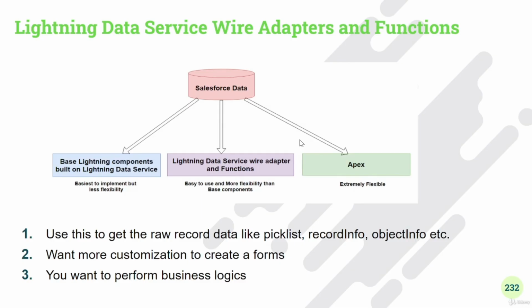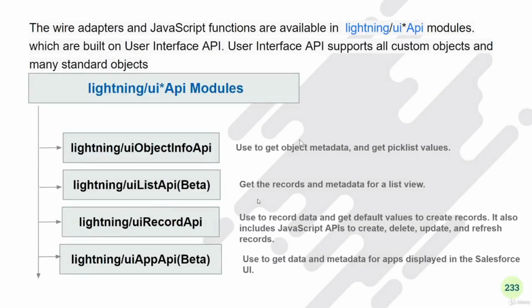So whenever you want to perform some customization on the data, or you want to fetch raw data, like for a pick list, or you want to fetch record information or object information, you can use the second approach, that is wire adapters and functions. To understand wire adapters and functions, you should know who provides them. In LWC there is a module called Lightning UI API.